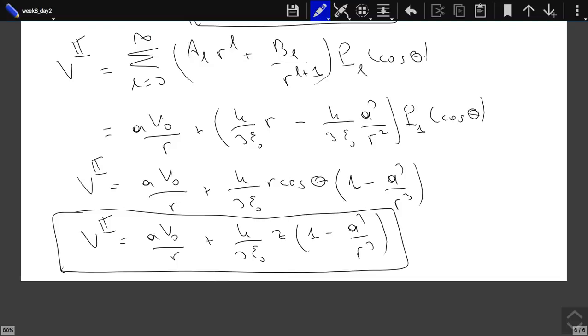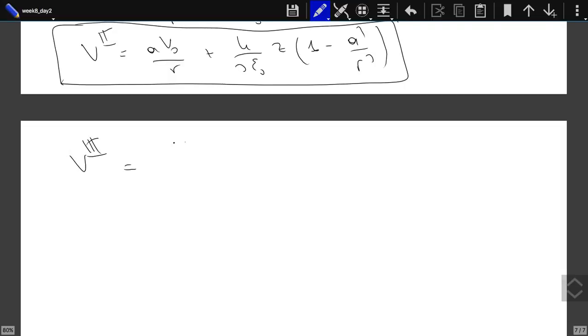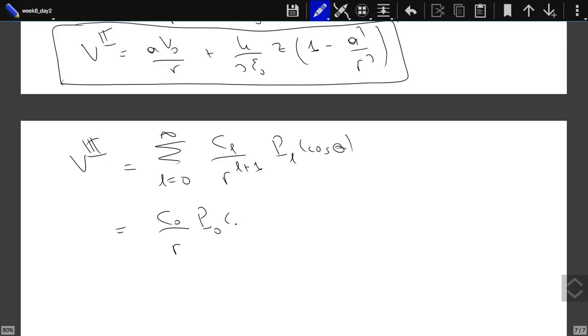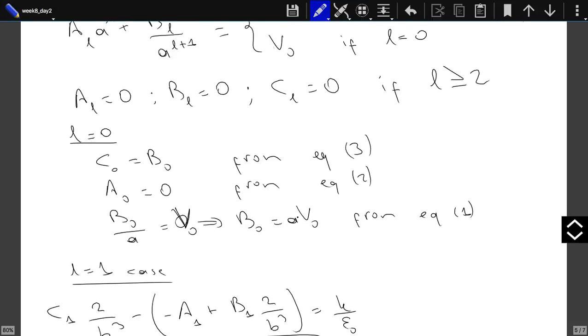Now let's look at the potential outside. V3, remember it was the sum over L from 0 to infinity of C_L over r to the power L plus 1 times P_L of cosine theta. We already know that if L is larger than or equal to 2, all the coefficients C_L are 0. So this is C0 over r, P0 of cosine theta, plus C1 over r squared, P1 of cosine theta. This is equal to, well, C0 we had already calculated. You see, C0 is just a times V0.